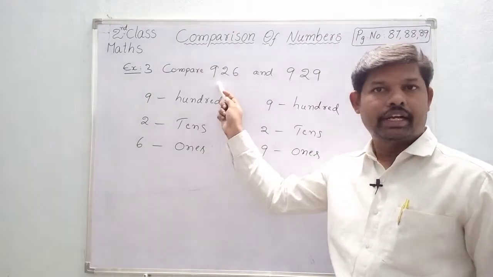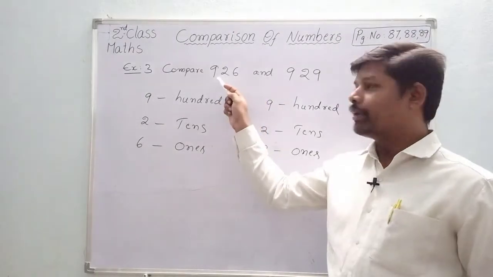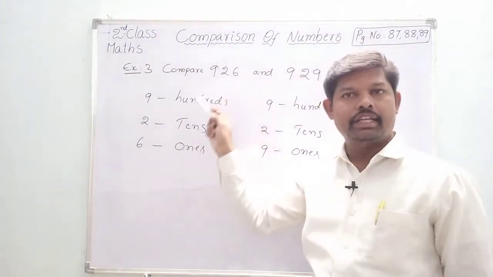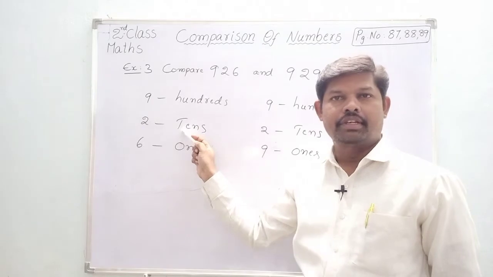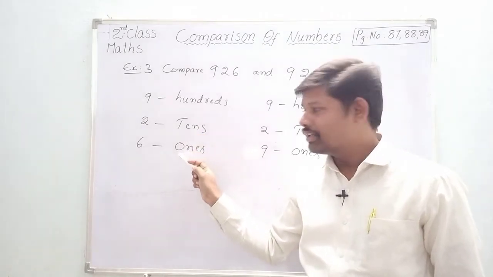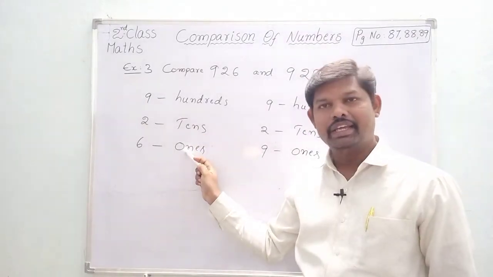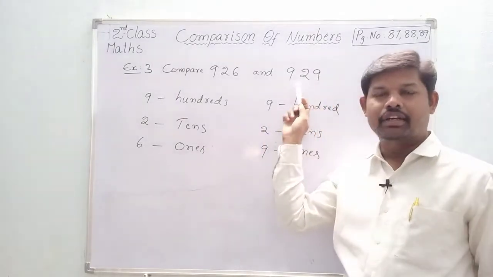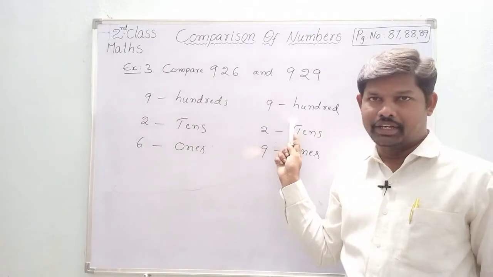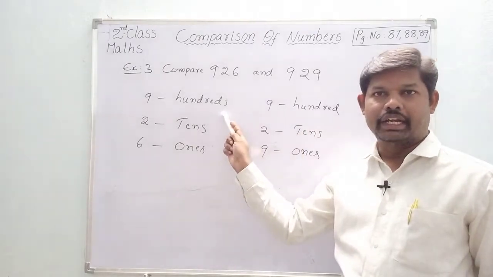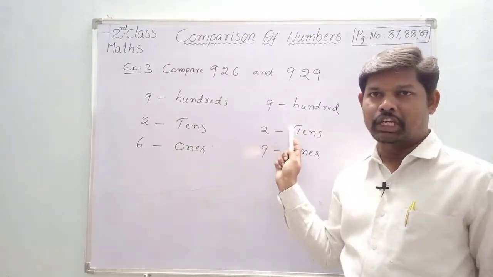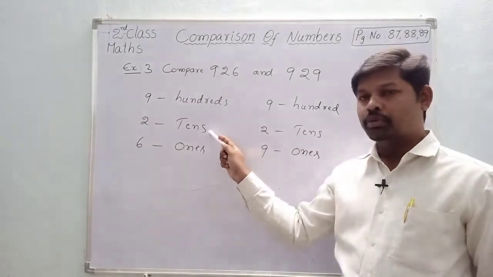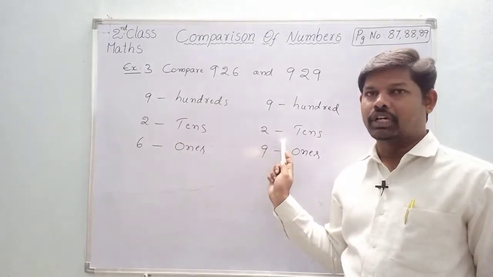926. How many hundreds are there? 9 hundreds. How many tens are there? 2 tens. How many ones are there? 6 ones. Okay. Same. Here also 929. How many hundreds are there? 9 hundreds. Here also 900. 900s equal. Next place, tens place. 2 tens, 2 tens equal.